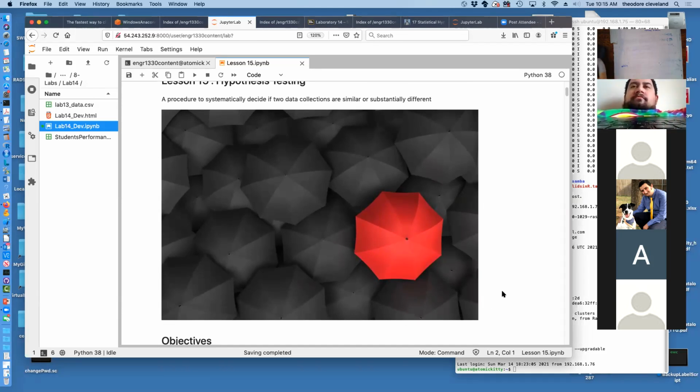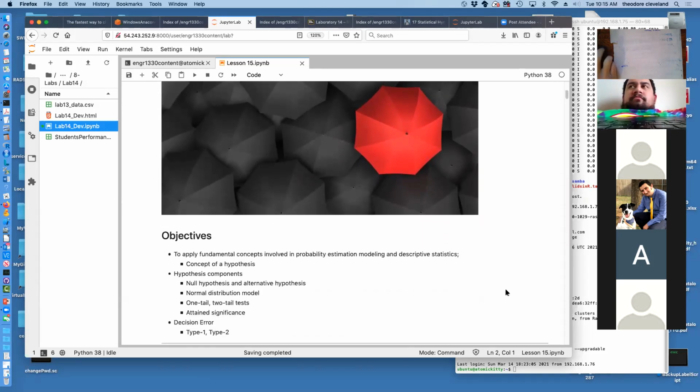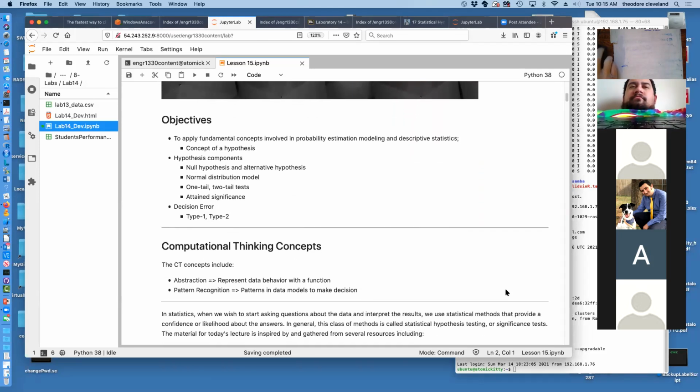And now if I were to ask you, is the collection of red umbrellas and black umbrellas different? And you'd probably say, yes, one's red, the rest are black. Also, the total quantity is different. So that's where we're headed to. Our objectives today are to apply fundamental concepts involved in probability estimation modeling and descriptive statistics. That's really what's going on.